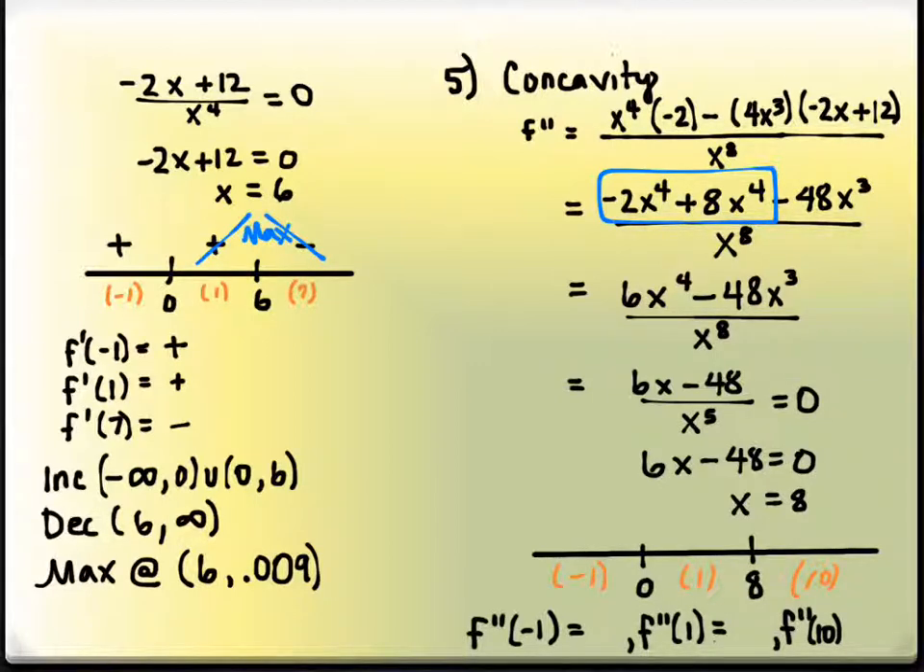All right, what happens at -1? I get a positive. We'll talk about what it means in a second. What happens at +1? A negative. And what happens at 10? Positive.